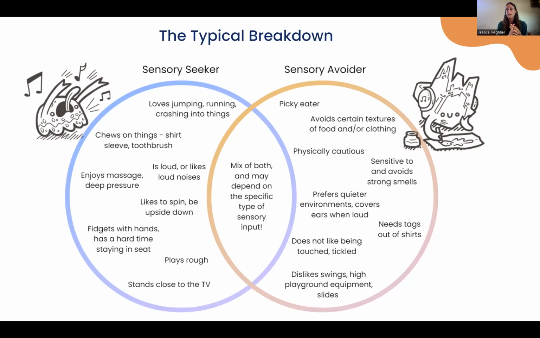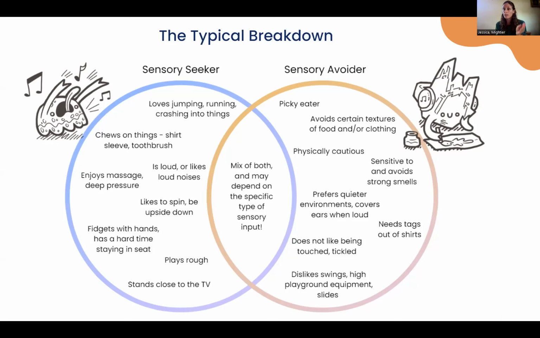So there are certain textures and tastes that bother them. So maybe this comes off as they're a picky eater. They avoid certain textures of food or certain textures of clothing. They're more physically cautious. They're sensitive to certain smells, and they may avoid strong smells. They may call you out if they notice that you have a strong scent. They prefer quieter environments. They cover their ears when things are loud. They might need the tags cut out of their shirts. They don't like being touched, tickled. They may dislike swinging or being on the high part of the playground, or going down the slide.